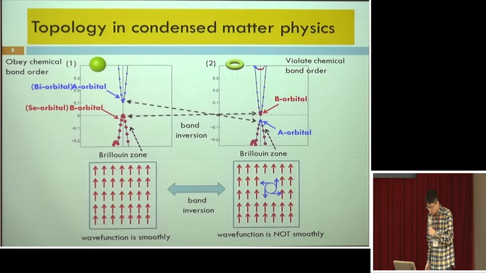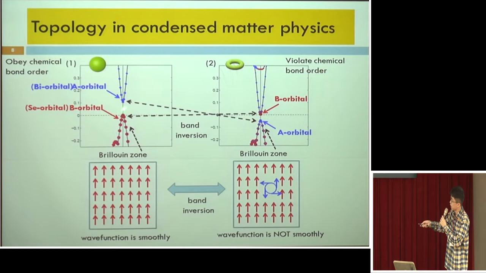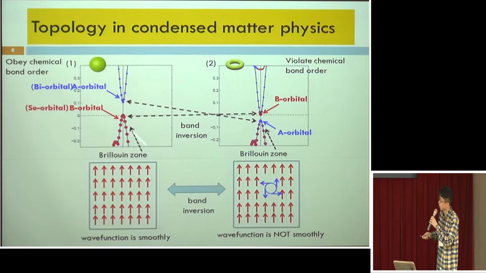In this case, we can see the valence band and the conduction band exchange their orbital character. We call this band inversion. Band inversion means the system violates the chemical bond order and induces the topological phase transition. In the single-particle framework, a topological phase transition must accompany a band inversion process.